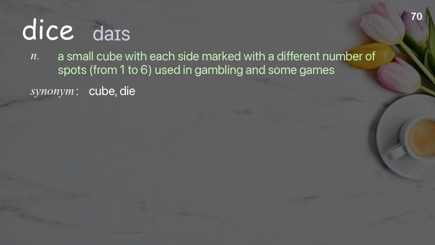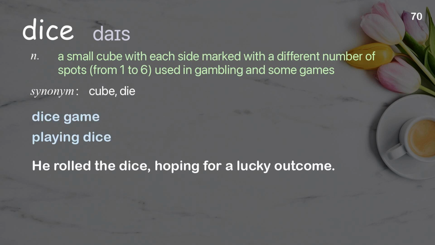Dice. A small cube with each side marked with a different number of spots, from 1 to 6, used in gambling and some games. Examples: Dice game. Playing dice. He rolled the dice, hoping for a lucky outcome.